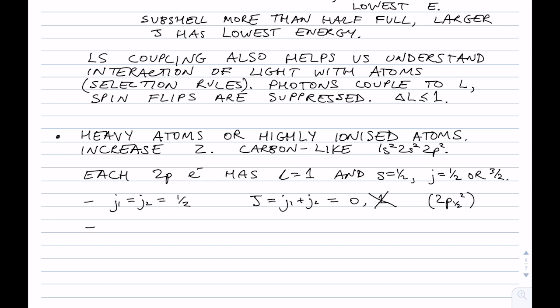Okay, second one is we could have J1, J2 equal 3/2. And then big J is going to be equal to 0, 1, 2, or 3. But again, we're not allowed to have J equals 1, and we're not allowed to have J equals 3. So only allowed to have J equals 0 or 2. Only anti-symmetric.